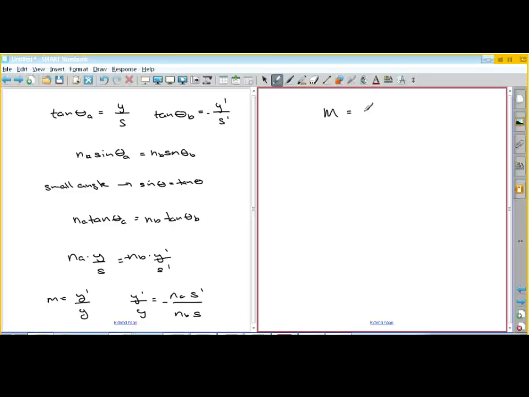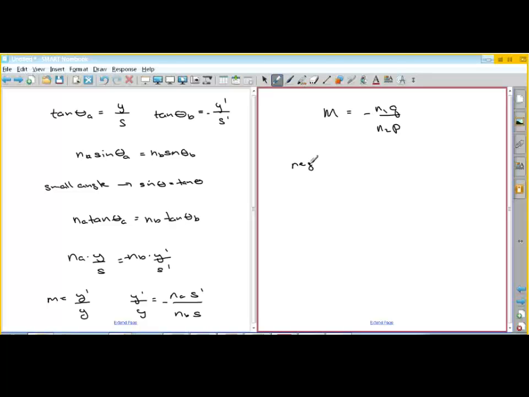Our book, again using different terminology, it's the same kind of deal. They're saying magnification, capital M, is equal to negative n1 q over n2 p. p is the distance to the object, and q is the distance to the image. These are both positive quantities. So what this means is that if n1 is less than n2, which is the case if you're going from air to glass or water or something like that, a negative sign means it's inverted.